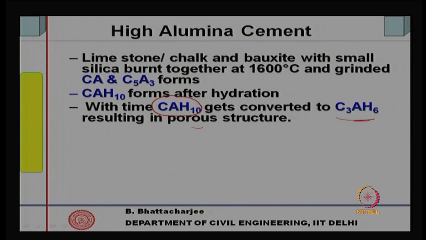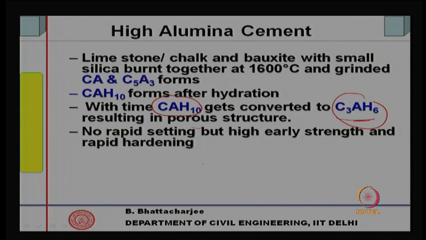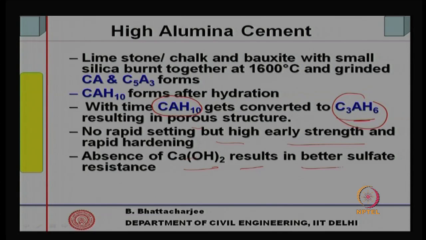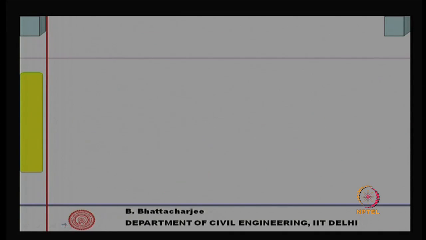Since the final product occupies less volume than the original material, it causes what is called extra porosity. It results in porosity in the final hardened structure because of this phenomenon known as conversion. There is no rapid setting, but early strength and rapid hardening have been observed. Absence of calcium hydroxide results in better sulphate resistance, but this cement, because of this conversion phenomenon, is not really popular. High alumina cements are good refractory material.